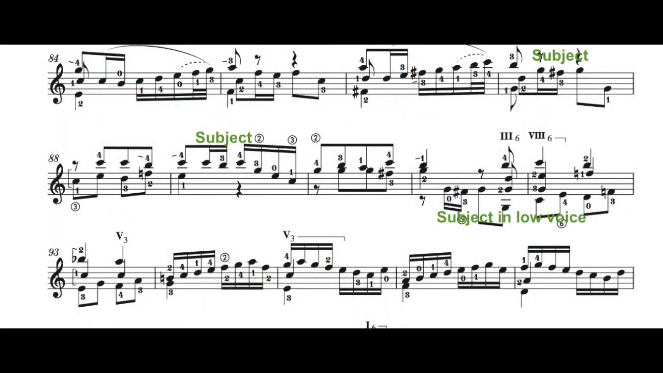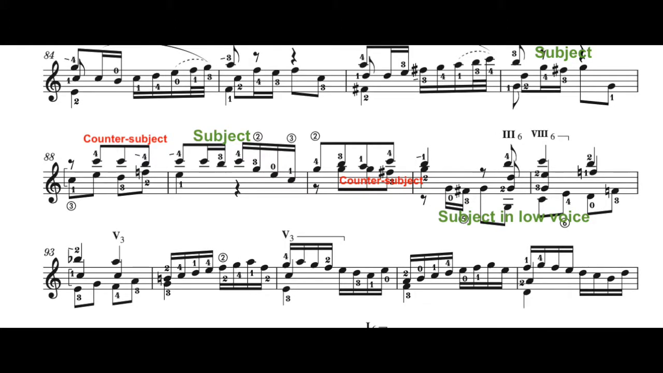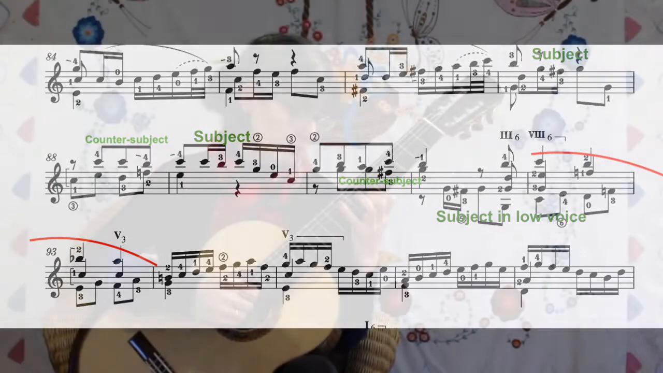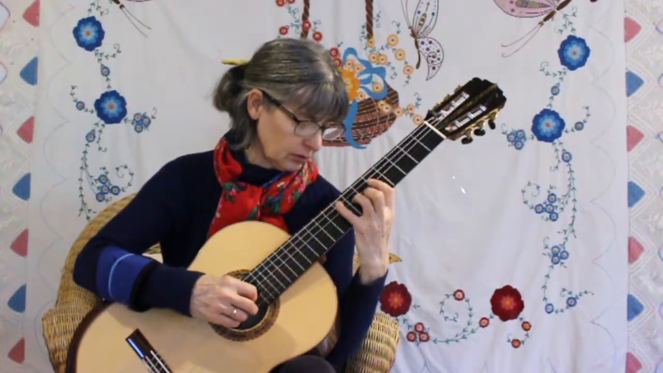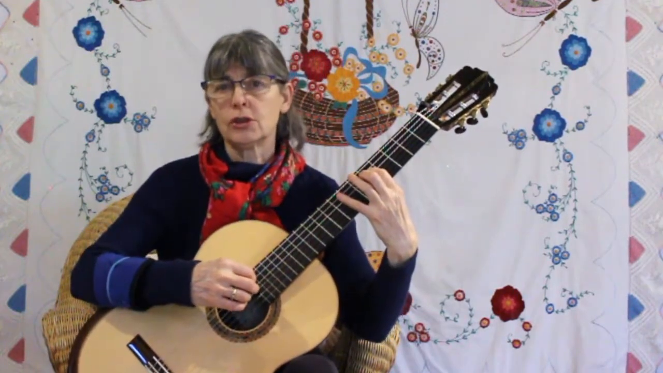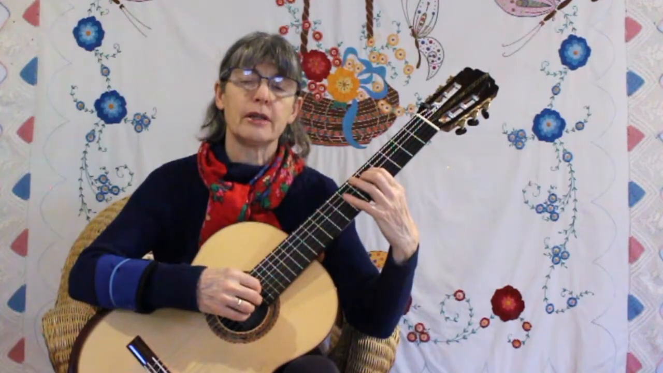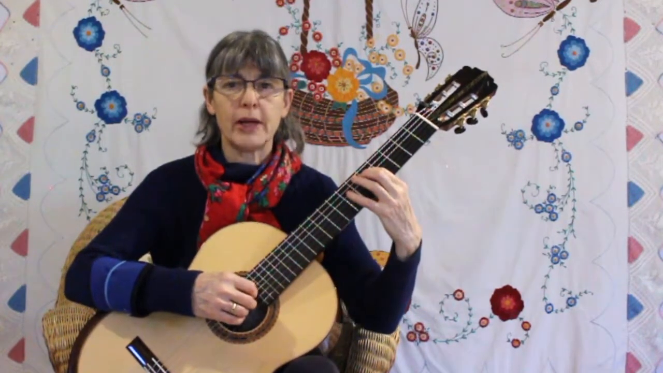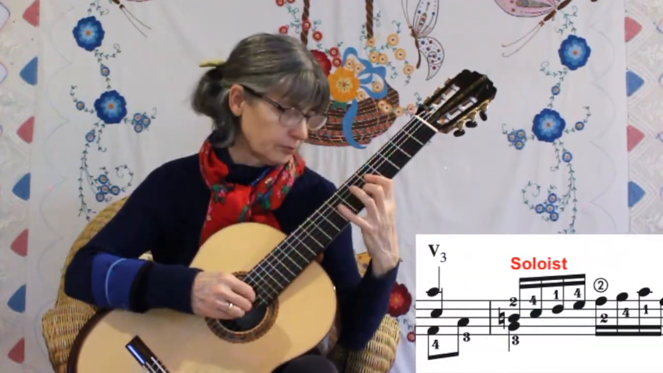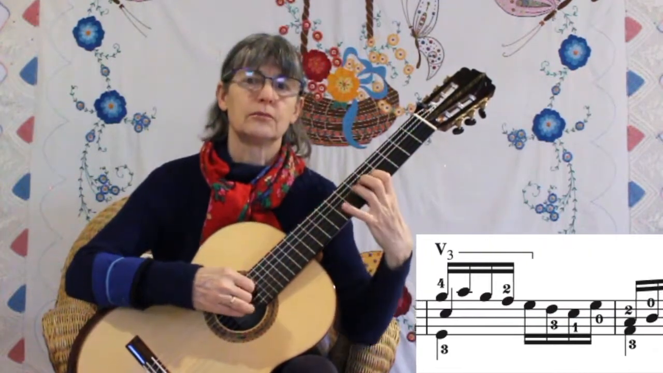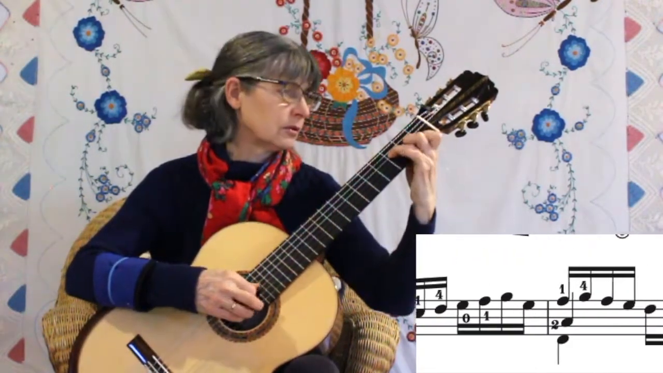And now, so we've had our subject, we have the counter subject, we had the counter subject inverted, we've got the subject in the nice low voice, and now what Bach is going to pair it up with is that chromatic line from motive X. And that takes us to another soloist. Now this soloist is going to take us to the dominant of A minor. This is the longest solo passage in the whole fugue. I'm going to just zip through it.